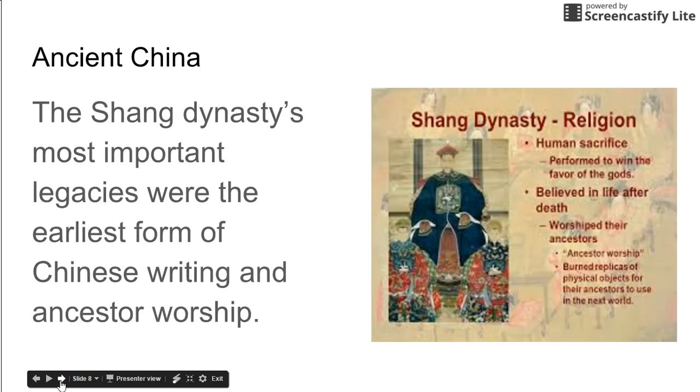The Shang dynasty's most important legacies were: 1. The earliest form of Chinese writing, and 2. The religion, which involved ancestor worship. And here's a slide that talks about that.